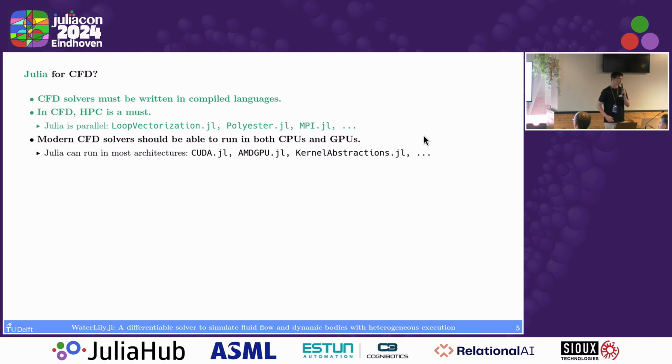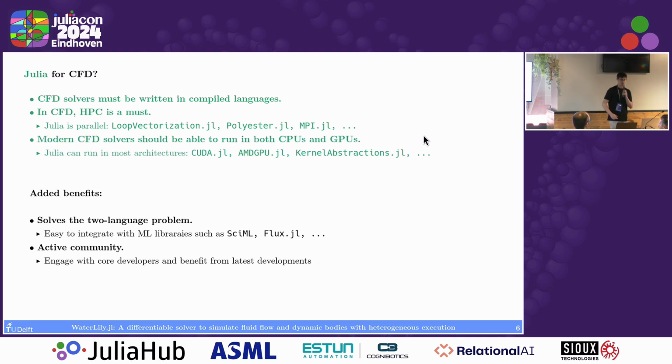And then we need to run on the different architectures that are out there, and they keep coming out, and we need to be ready for those architectures. So again, thanks to the Julia community that's been working a lot on this. We have all these amazing packages that allow us to do that from a very high-level point of view. So that's another check, and this makes Julia really ready to simulate CFD.